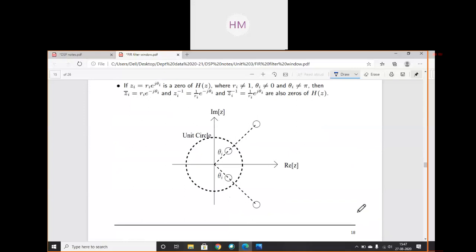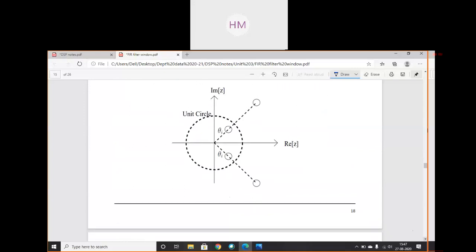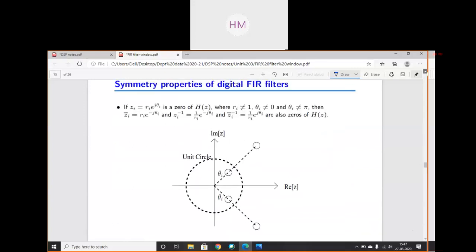Symmetry property is explained very nicely in this diagram also. Again, if I have zi equal to Ri e to the power j theta i, then finding its inverse, if this is a zero of H(z), then this should again be a zero of H(z). That is what is meant by the symmetry property.